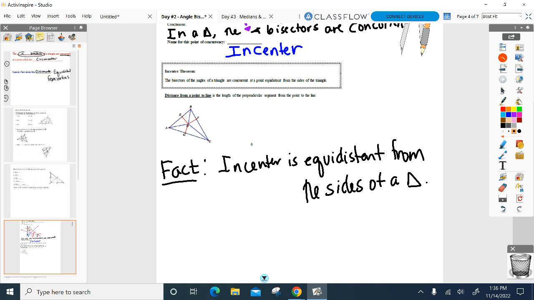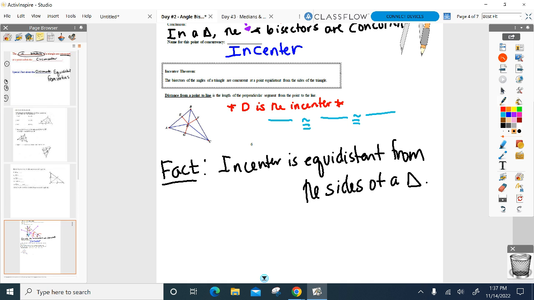Go back up to the diagram right above it, right here. I will let you know, ready? D is the incenter. Can somebody give me 3 line segments then that are congruent to each other, if D is the incenter? 3 line segments now that are congruent in that diagram, if D is the incenter, equidistant from the sides.